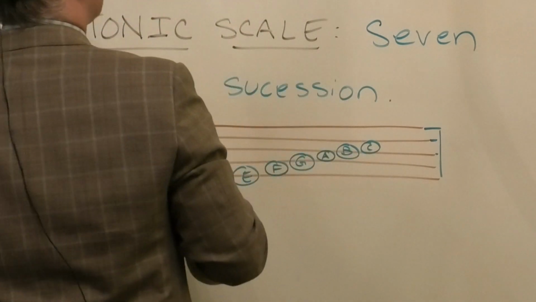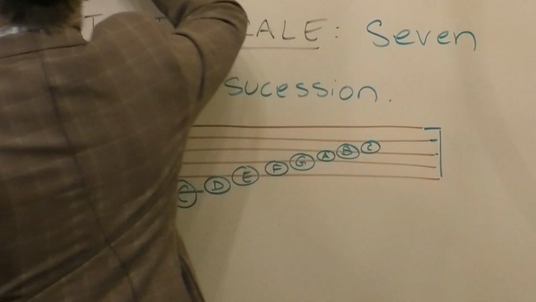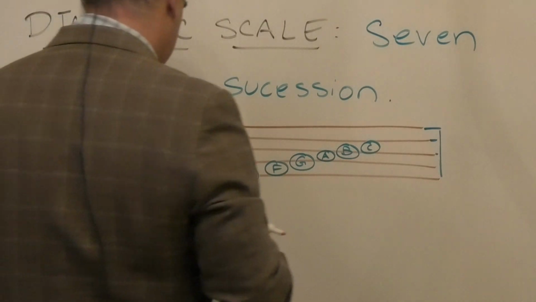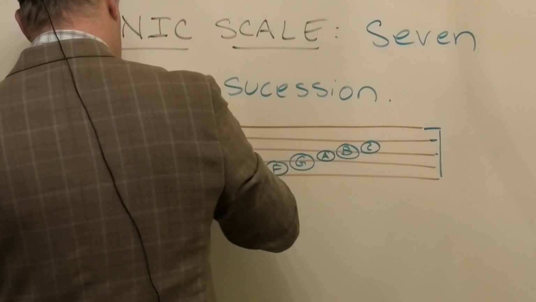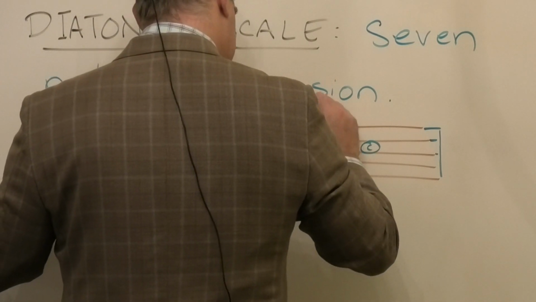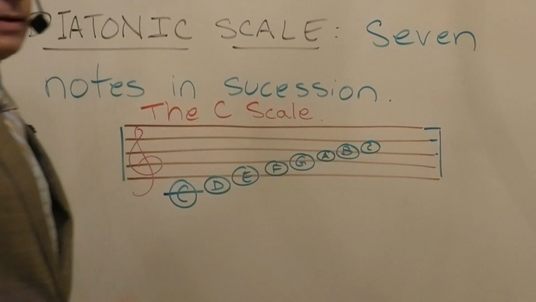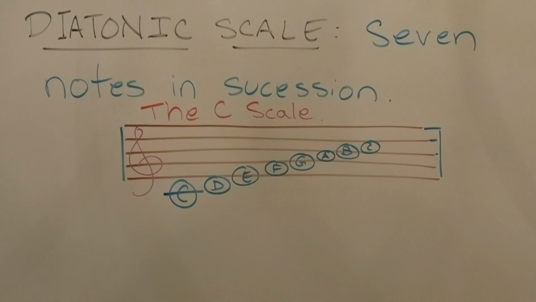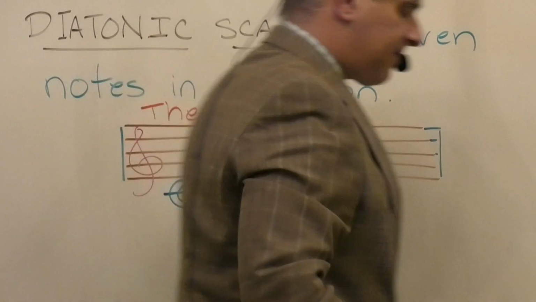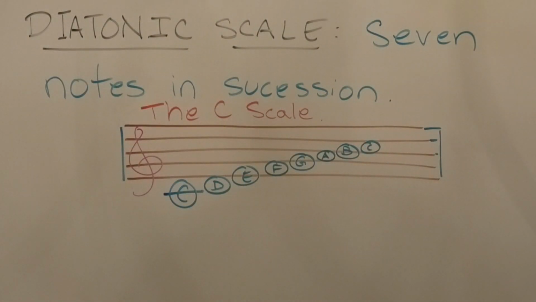Now everything in music has two names. So we can call it the C scale and we can call it the key of C. It's the C scale. That's what it looks like on the staff, and this is what it sounds like.